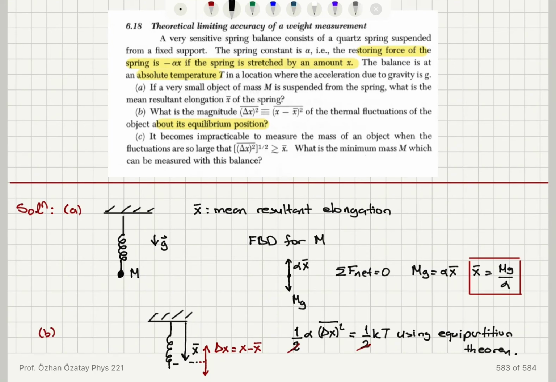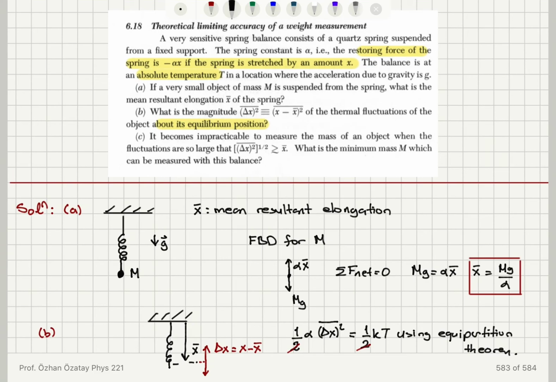We have a very sensitive spring. It's placed in a gravitational field, and there is a small object with mass m suspended from the spring, and as a result we establish equilibrium. The spring elongates to an average distance x bar, where the restoring force alpha x bar is balancing the weight of the object. So alpha x bar equals mg gives us the mean elongation to be mg over alpha.